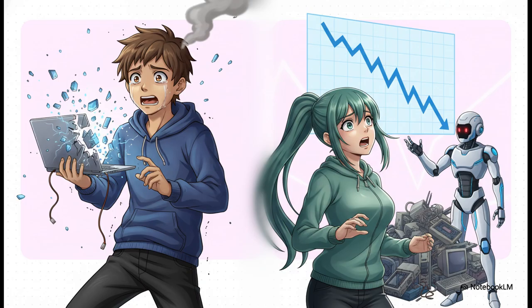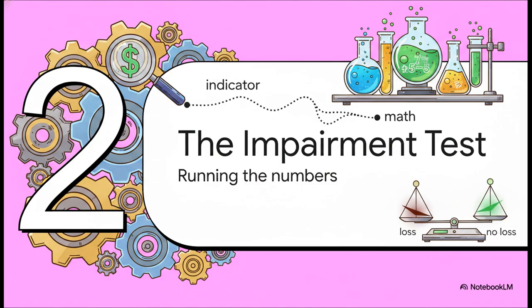Like if a massive new AI tech suddenly hits the market and makes your older equipment instantly obsolete, that is a glaring external indicator, and it forces you to test your assets right then and there. Which leads us perfectly into Section 2, the impairment test itself.